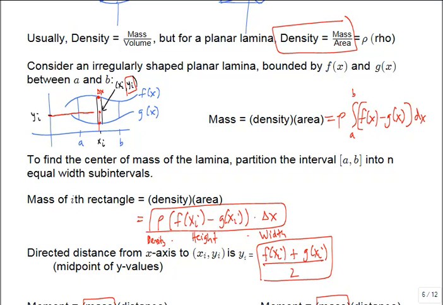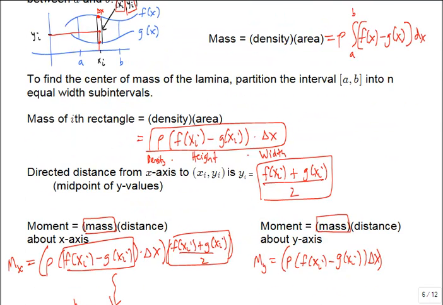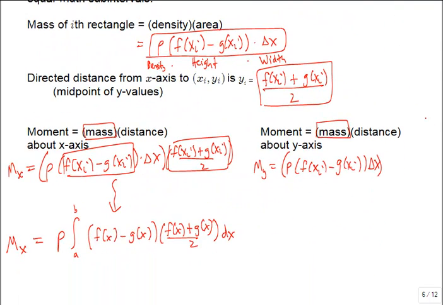Well, that's this x-coordinate of this point right here. So that's this x sub i. So the directed distance from the y-axis is just going to be x sub i. So again, this is just the moment about the y-axis of that particular rectangle. So if I take a limit and I let these rectangles get smaller and smaller and I let delta x go to 0, then this turns into an integral.